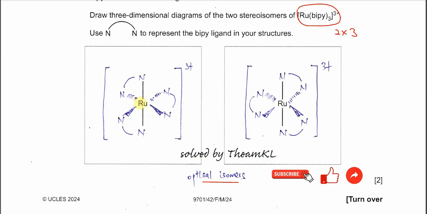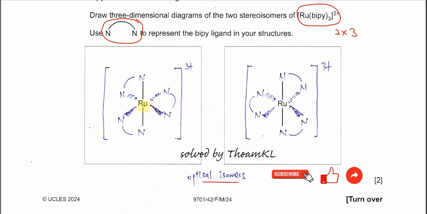You can follow the mark scheme answer, or you can follow mine. You need to draw the wedge line and the dotted line. The wedge line means near to us. The dotted line is far away, at the back. So this is a 3D drawing for this octahedral complex. The question already states you can use this to represent the bidentate ligand, so we just use the N with a curved line.